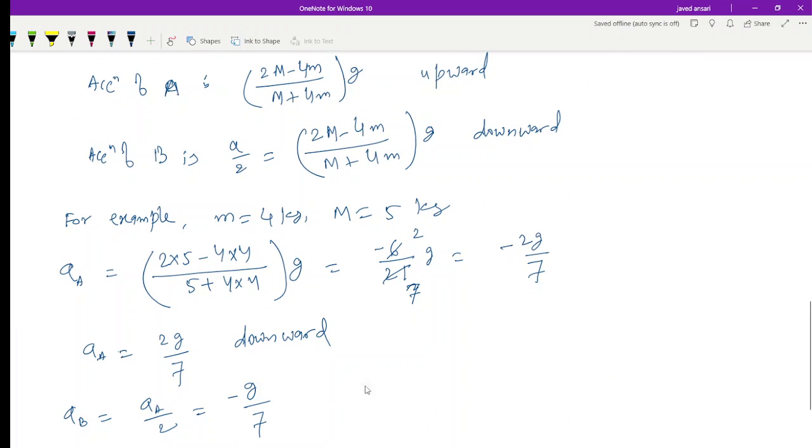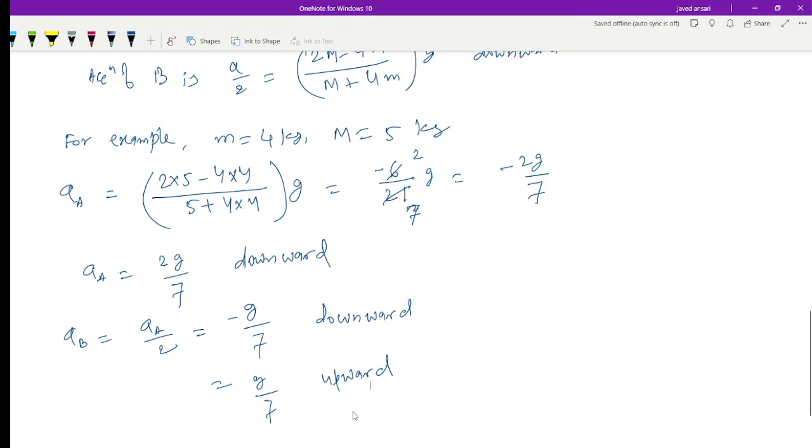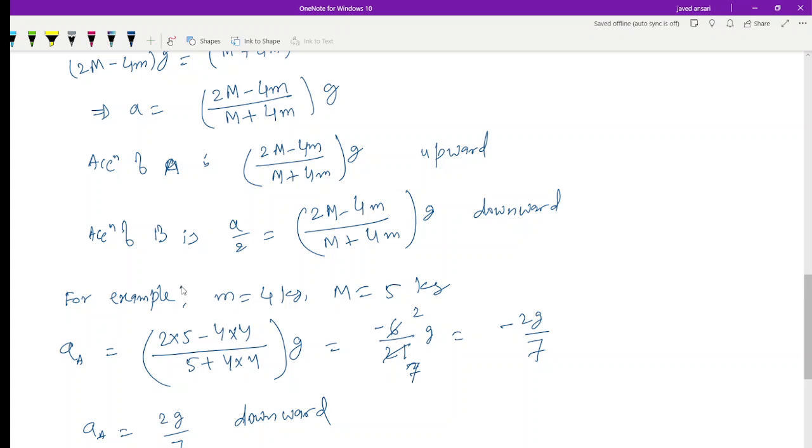So our assumption was B is downward, right? Minus g by 7 downward, but actually it will be g by 7. If you remove the negative sign, it will be upward. So these directions depend on your values of m and M. Now let's take another example.